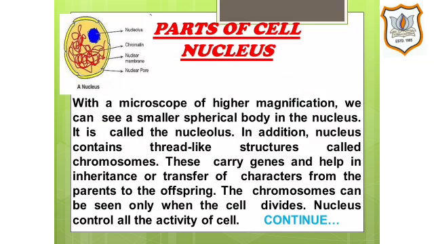Nucleus contains thread-like structures called chromosomes. Chromosomes can be seen only when the cell divides. Chromosomes contain genes, which are the unit of inheritance. The function of chromosomes is to transfer the characteristics from the parents to the offspring through the genes, which is called inheritance. The nucleus also contains a tiny round structure called nucleolus.